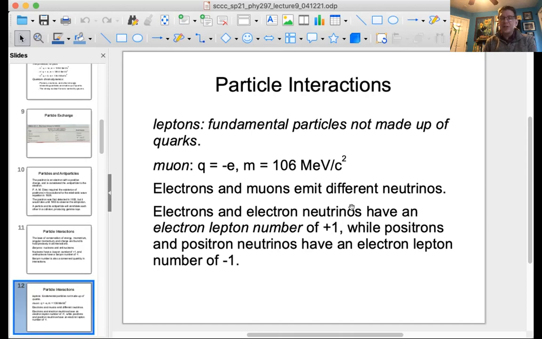Another such particle is called the muon. It has the same charge as an electron, negative e, negative 1.60 times 10 to the negative 19 coulombs. It is more massive than an electron. Its rest energy is 106 mega electron volts. The electron is about half a mega electron volt as far as rest energy goes.